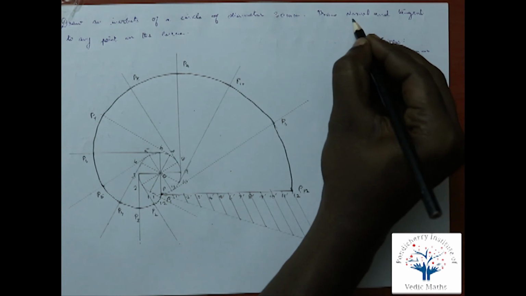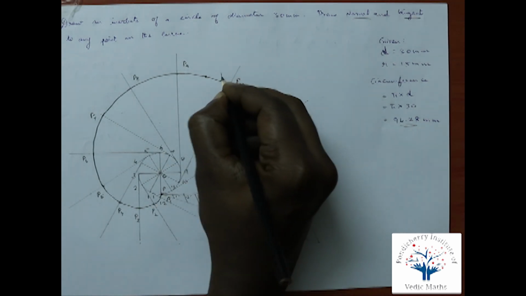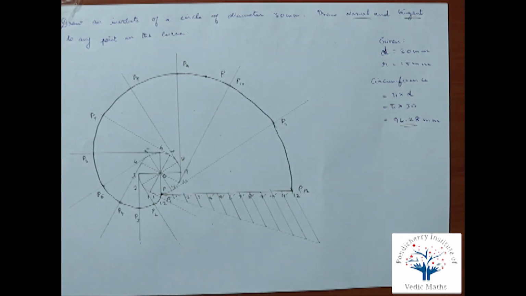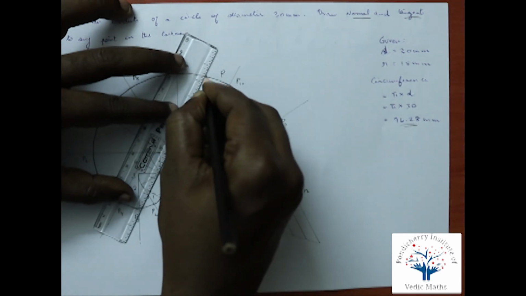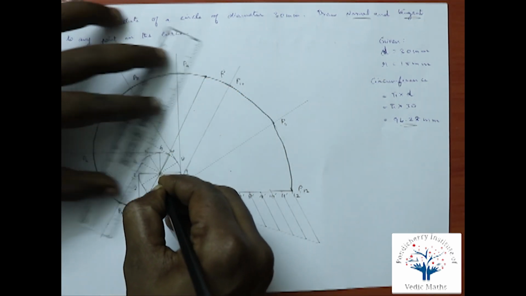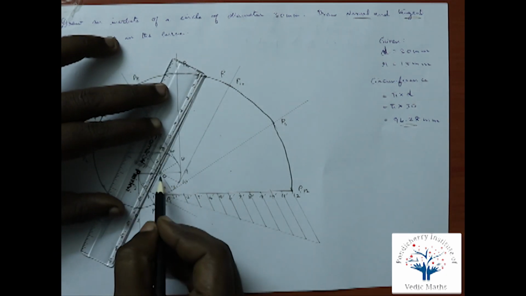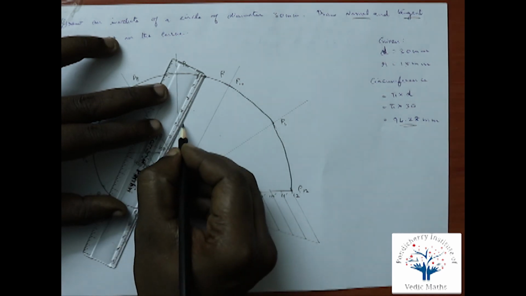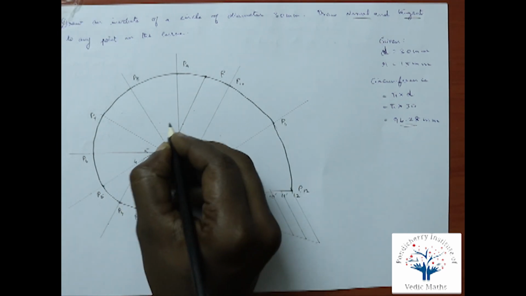Now, draw normal and tangent to any point on the curve. At the point, we will draw the normal and tangent. Let this point be P. In this, we are going to join this P and O. Join P and O and measure the length. It is around 7.6 and half of it is 3.8. So 3.8 is the midpoint, and let the midpoint be M.